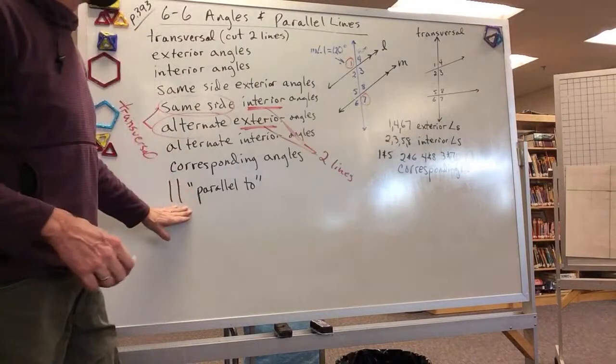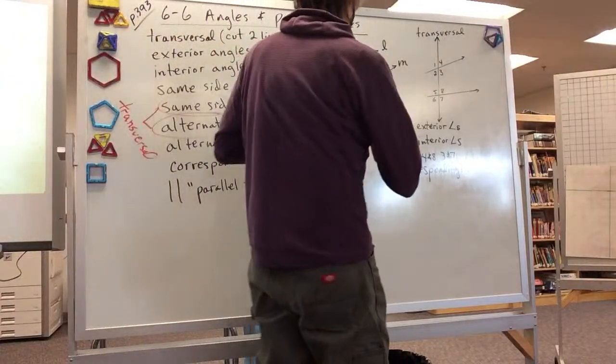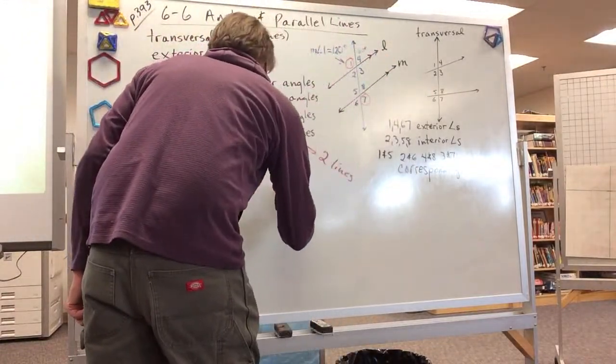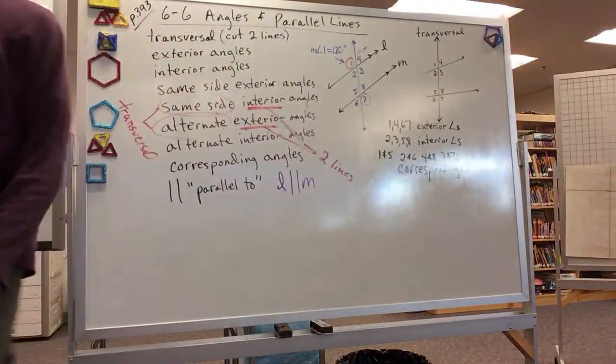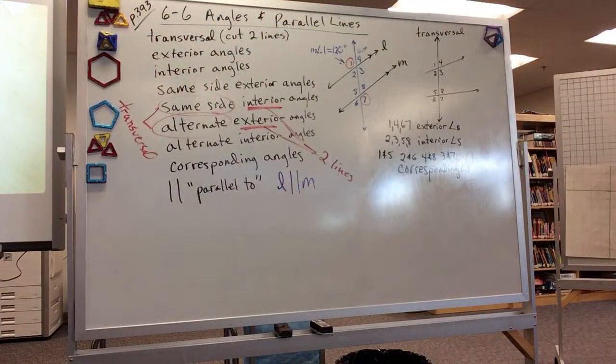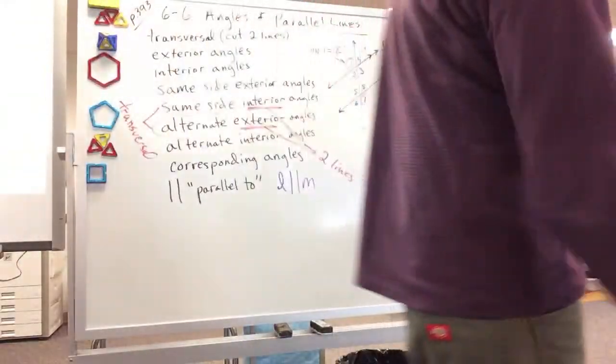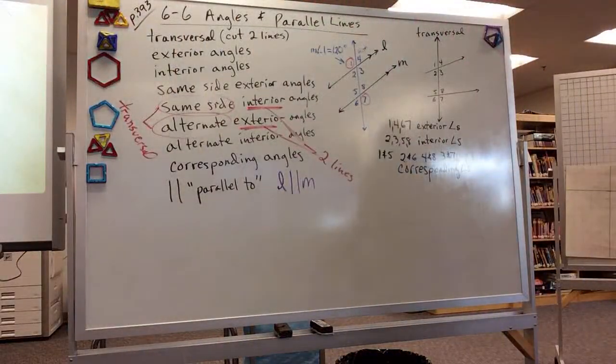Okay, then using this symbol here, we could write that L, then the symbol, M, and it gets read line L is parallel to line M. So there, those are your facts and definitions. This is your work.